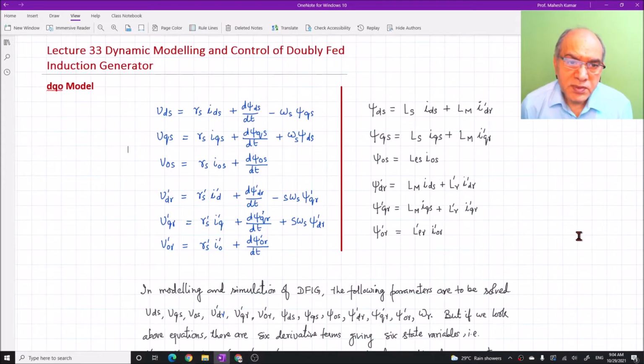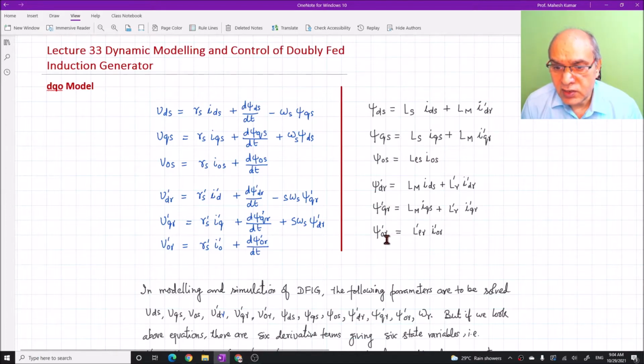In the previous class, we developed the expressions for vds, vqs, v0s, then vdr', vqr', and v0r', and also the expressions for the flux linkages psi ds, psi qs, psi 0s, and psi dr', psi qr', psi 0r'. And these are the equations that we have developed.